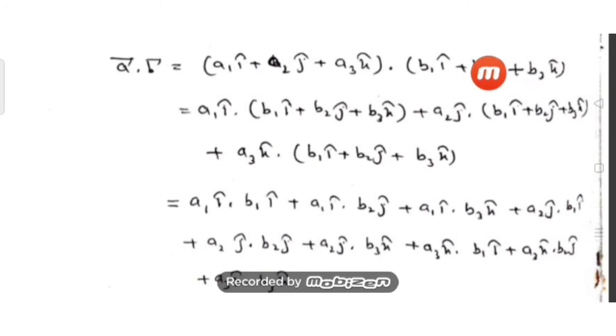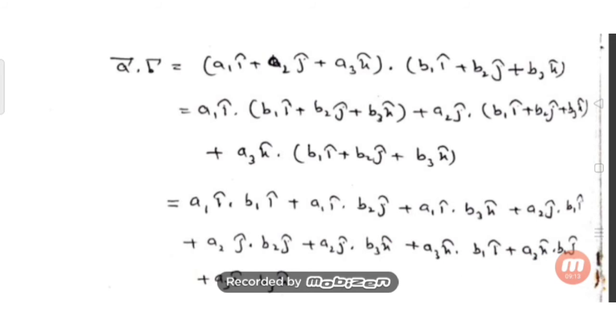Okay, thinking of this as one, I just break it. After that I have applied the left distributive law everywhere. A1 i cap dot B1 i cap plus A1 i cap dot B2 j cap, you see here. Similarly, a1 i cap dot b3 k cap. Similarly, the rest also. a2 j cap dot b1 i cap, then a2 j cap dot b2 j cap. Next, a2 j cap dot b3 k cap. Similarly, with a3 also, I have just broken it up.